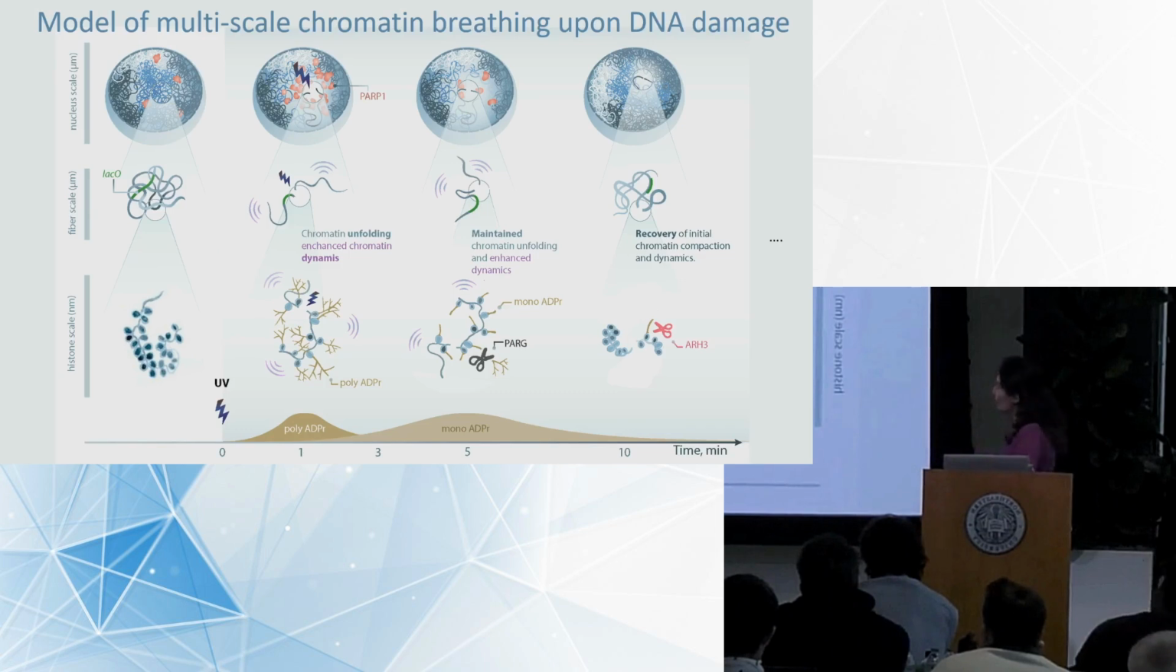So we proposed a model in which we observed a multiscale chromatin breathing upon DNA damage. First, when we induce the break, we have histone parylation triggering chromatin unfolding and increased chromatin dynamics. But then the removal of MAR marks is responsible for the reclosure of chromatin until the initial state, to reach the initial compaction and dynamic state. The story is not totally finished because we also observe that at even later time points, chromatin becomes more compact and less dynamic, but this will be for another story.